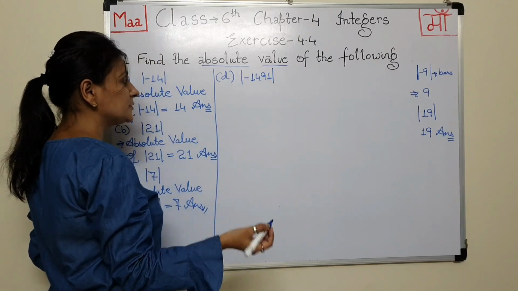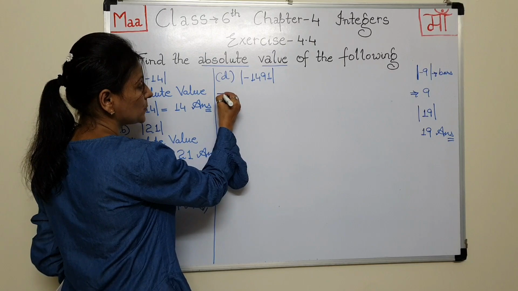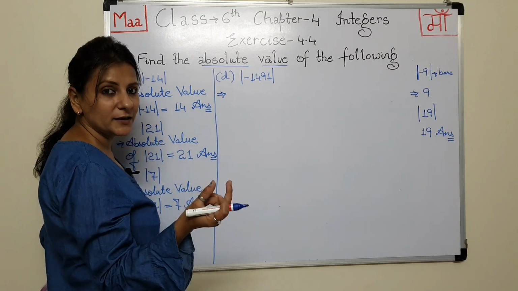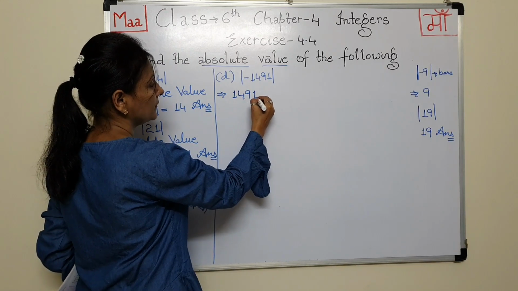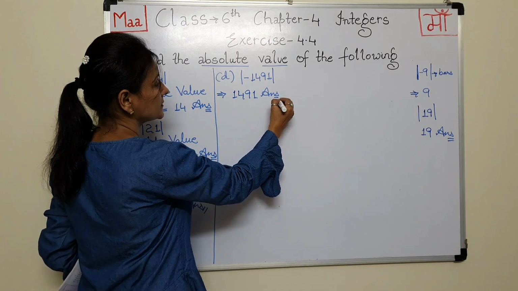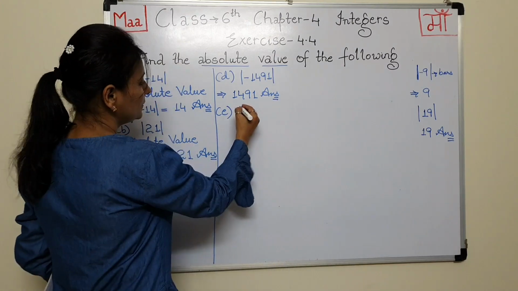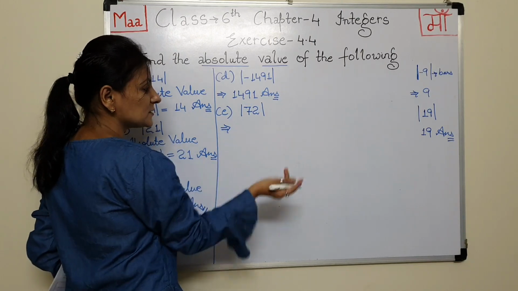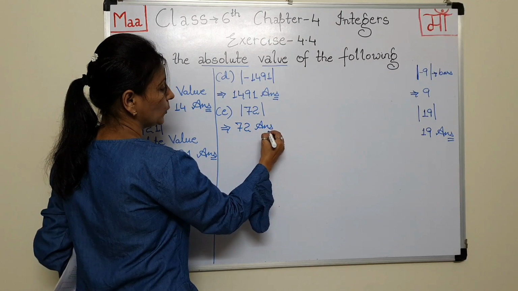So the absolute value, like this, you have to write in all the parts. So the absolute value of minus 1491 will be only the numerical value. So the numerical value is 1491. It will be the answer. Then in E part, it is asked in the bars, the question is 72. So the absolute value of 72 is equal to 72 only.